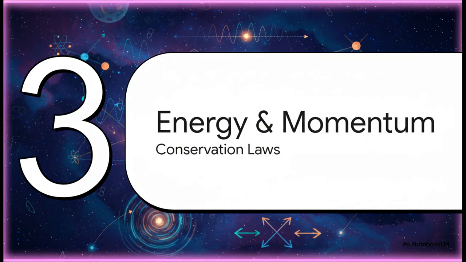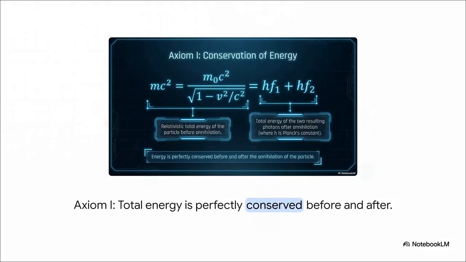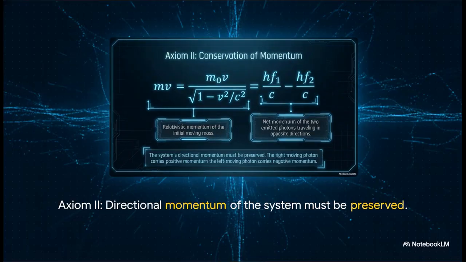Section 3. Conservation of energy and momentum. Okay, let's look at our first axiom, conservation of energy. Equation 16.3 here dictates that total energy is perfectly conserved before and after the annihilation. On the left side of the equal sign, we've got the relativistic total energy of the moving particle right before the event. And on the right side, we have the total energy of the two resulting photons, which is just Planck's constant h multiplied by their respective frequencies. The total energy before exactly equals the total energy after. It's a fundamental rule.